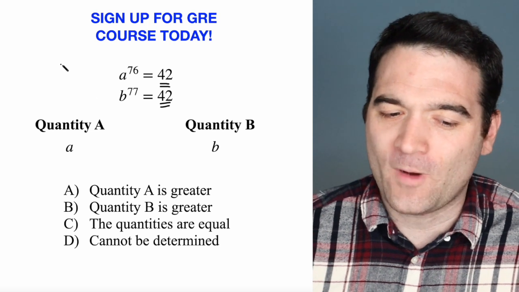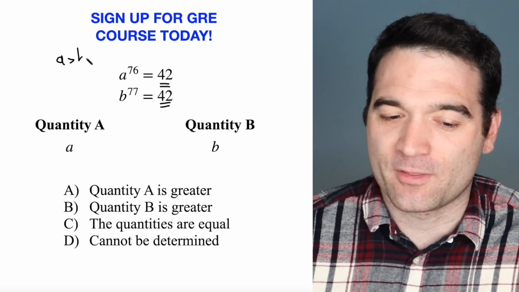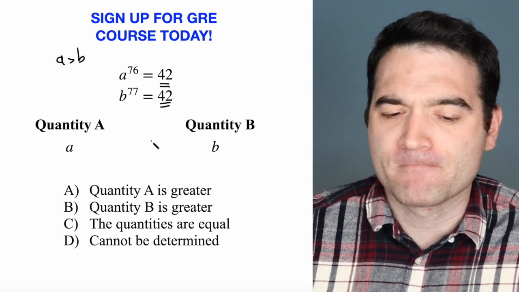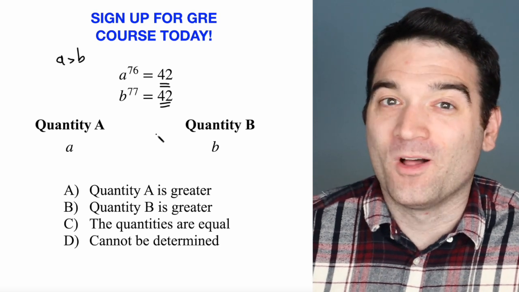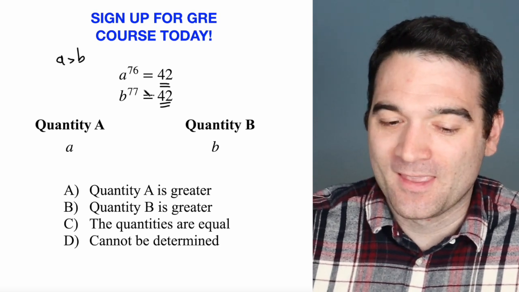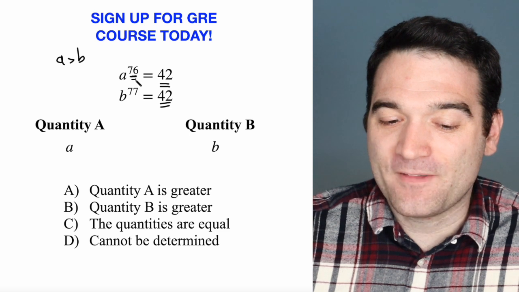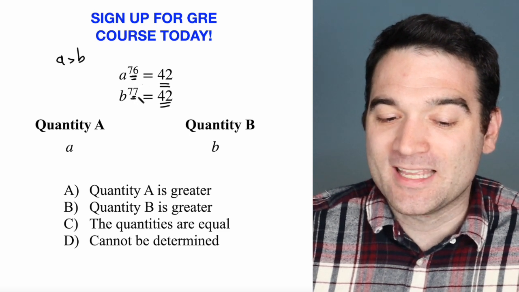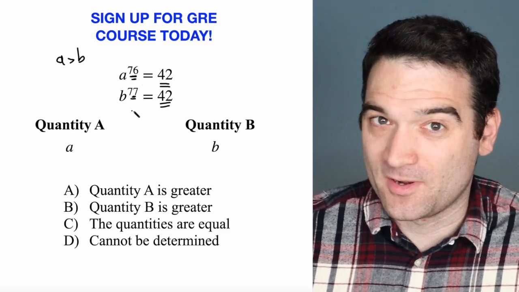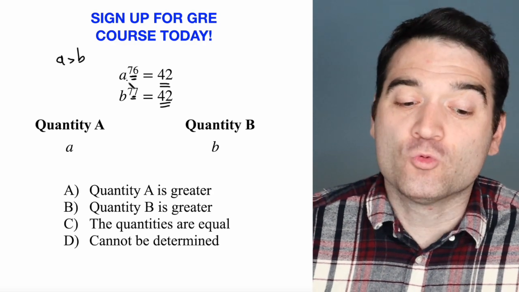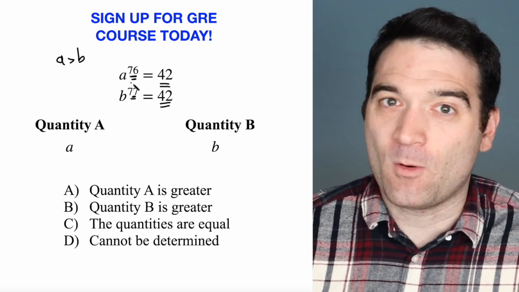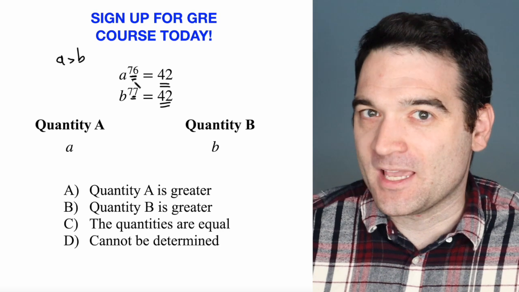Right? So we'll write over here, it's possible that A is greater than B for the reason that we just described. But is it always true? Well, no. And here's why. We cannot fail to take into account evens and odds when it comes to exponents. This matters. If you raise a number to an even power, it automatically becomes positive.